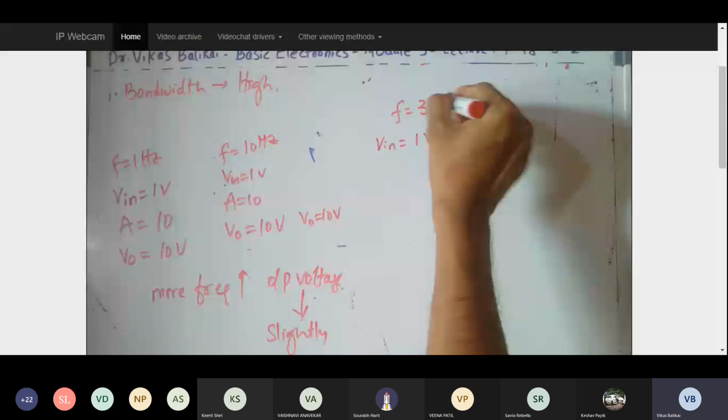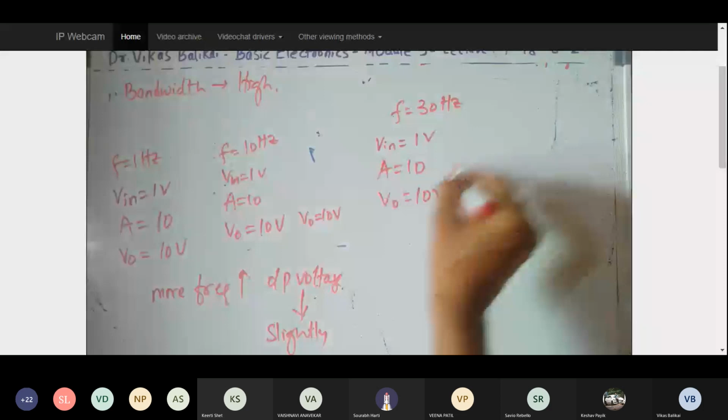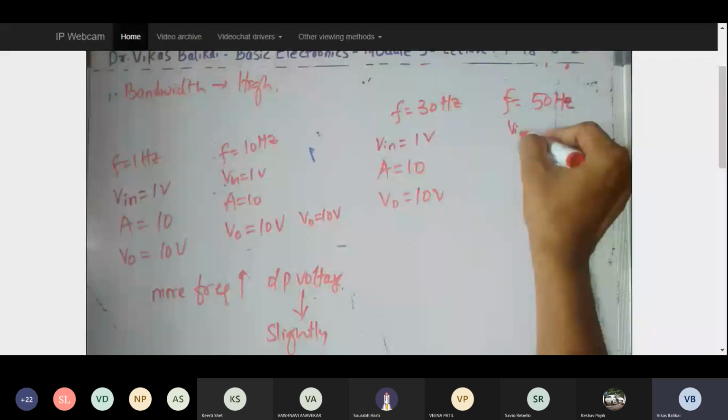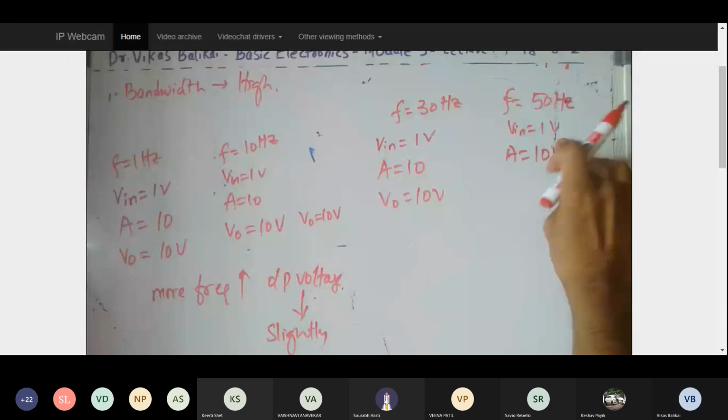Let's say at a frequency of 50 Hertz, with the input voltage of 1 volt, the gain was 10, but unfortunately I am getting output as 9.